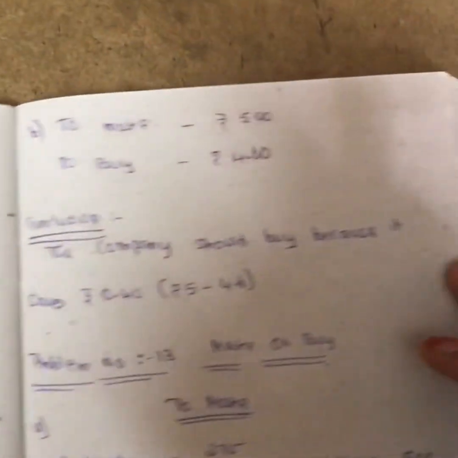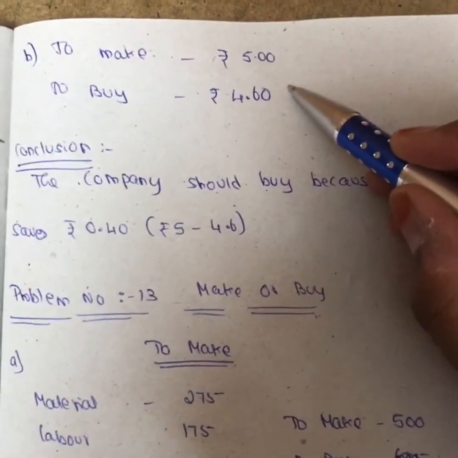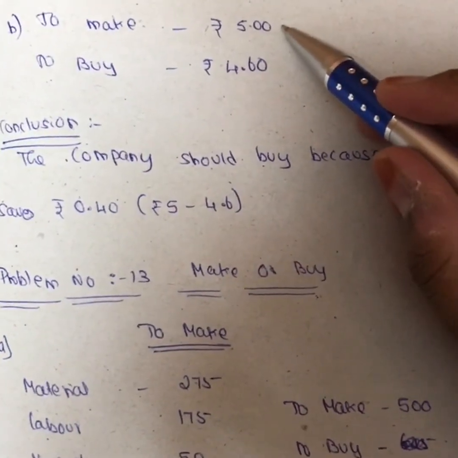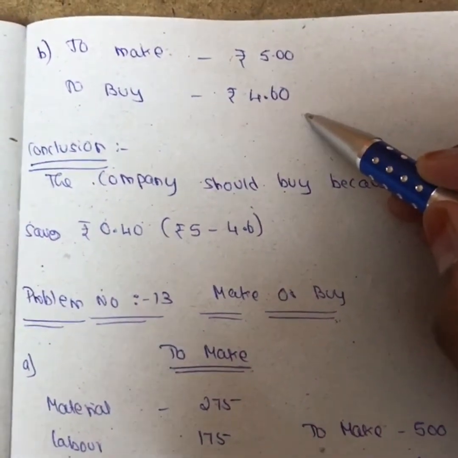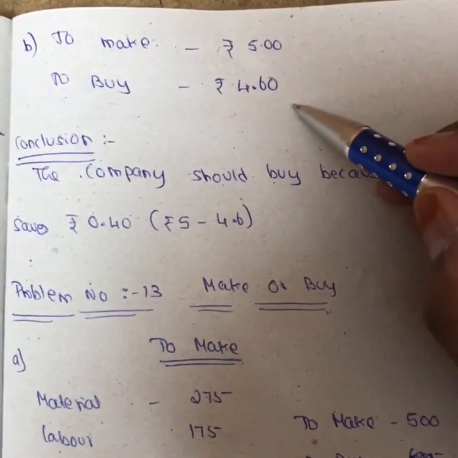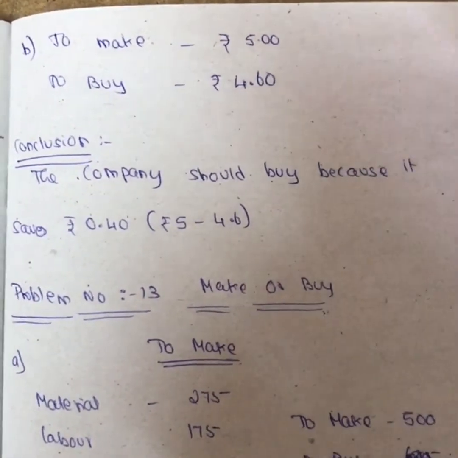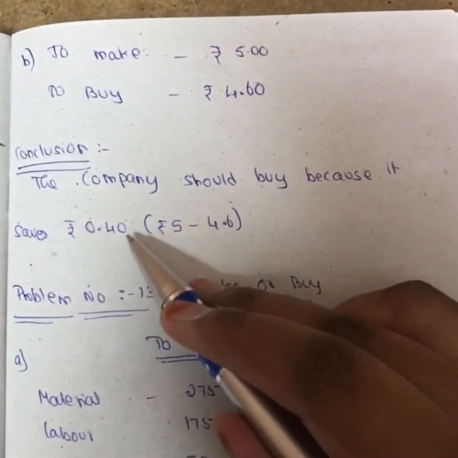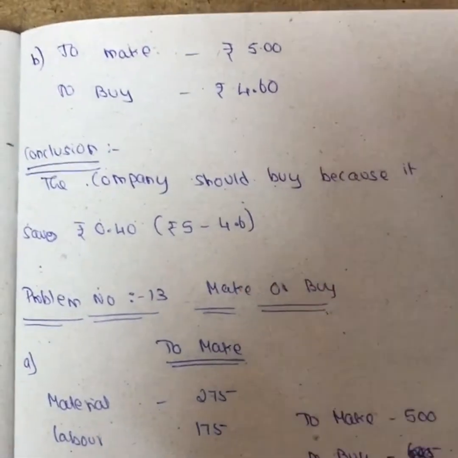Now see part B. They are saying that if the market price is 4.60, will your answer change? Obviously my answer will change, because to make a product it is 5 rupees, and to buy a product it is 4.60. So obviously if I purchase, I can save 40 paise. If I make the product, I will lose 40 paise. So the company should buy because it saves 40 paise, which is 5 minus 4.60. That's it, girls. This is all about your make or buy decision.